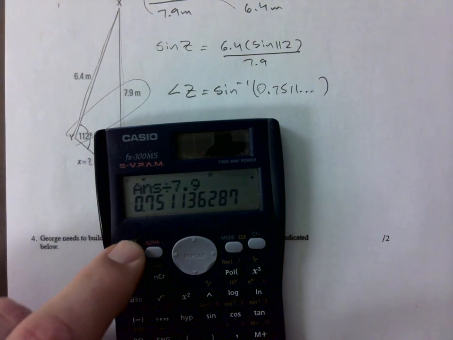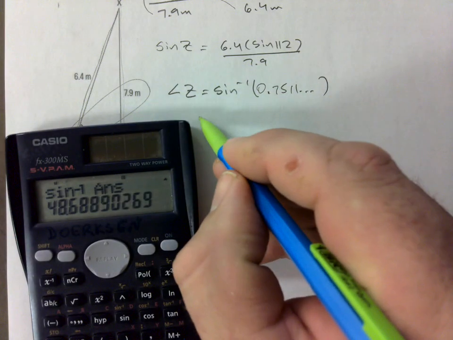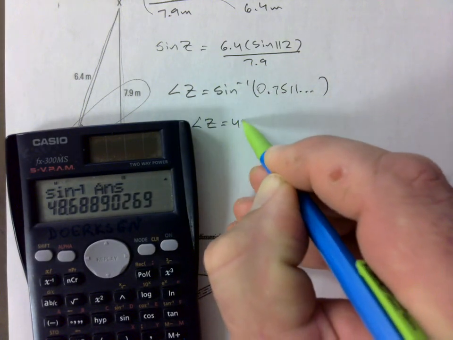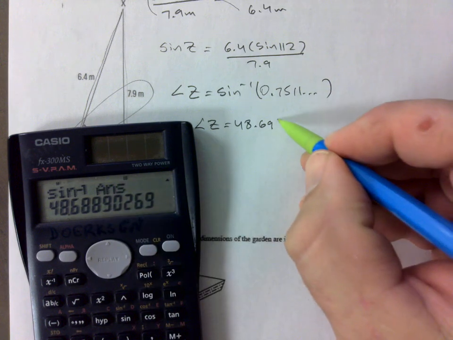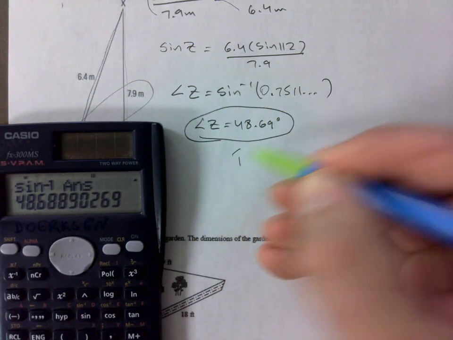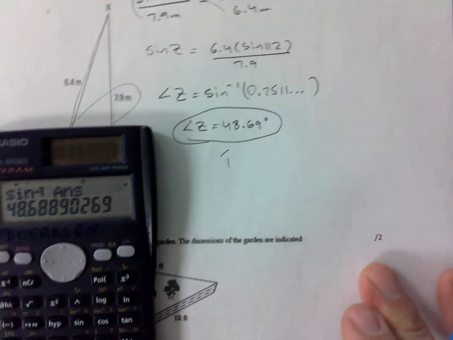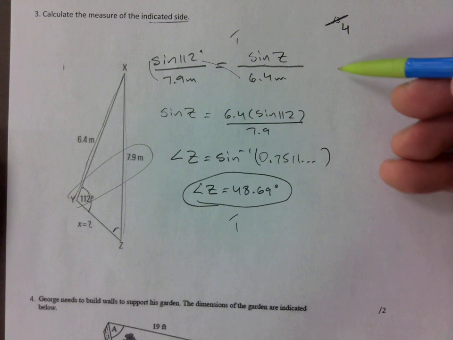Use all decimals. So shift sine for inverse sine, there it is, angle Z is 48.69, because this 8 bumps that to a 9 degrees. Another mark for that, so 1 and 1, right? 1 for setup, 1 for work, and final answer. Yes.